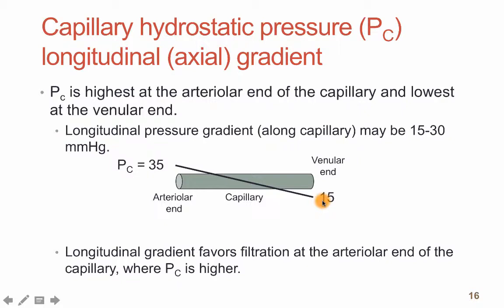Because there is this longitudinal gradient and the capillary hydrostatic pressures are higher at this end, you can expect that there would be a greater filtration of fluid at the arteriolar end than at the venular end, where the capillary hydrostatic pressure is low. In fact, as we'll see in just a moment, at the venular end, you may not have any net filtration. You may have net reabsorption occurring because of the relatively low value of the capillary hydrostatic pressure compared to the oncotic pressure gradient across the capillary barrier.